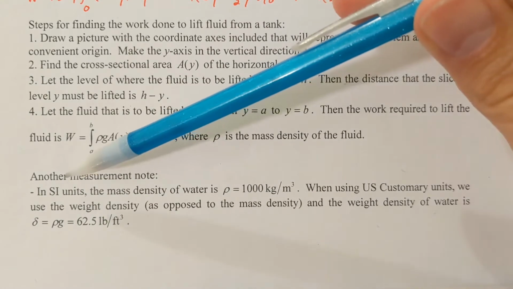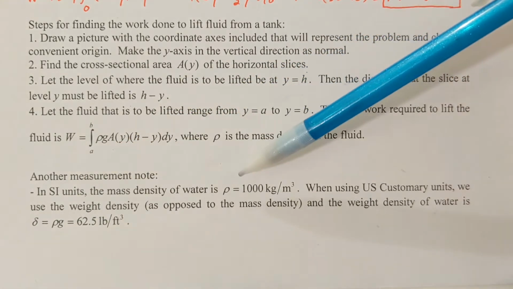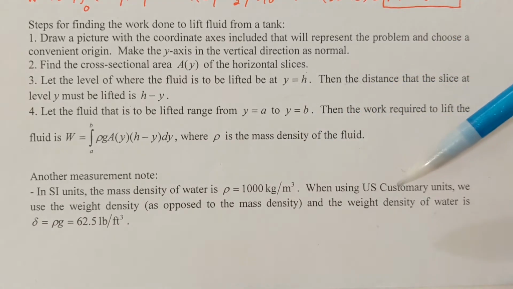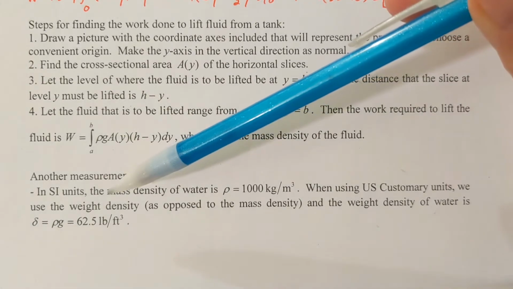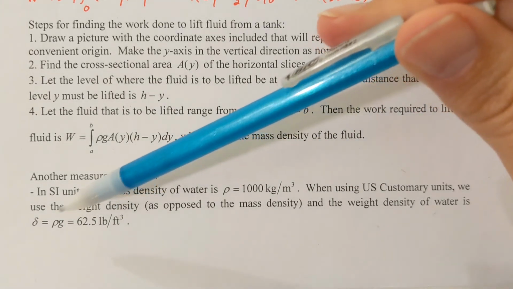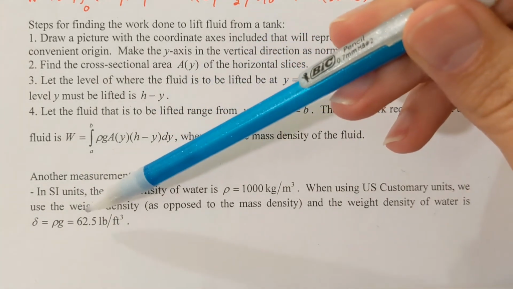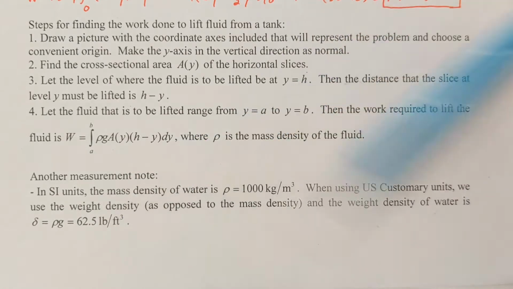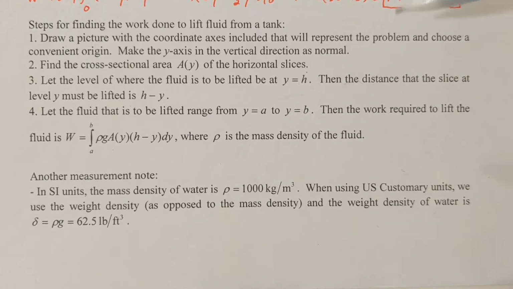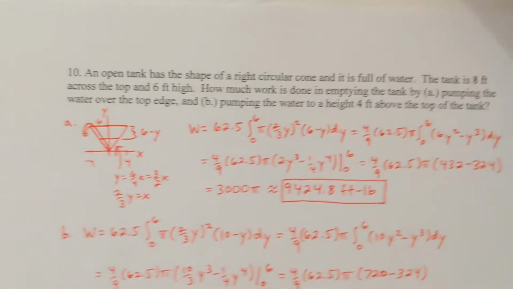Here's another measurement note. In the SI metric system, the mass density of water is rho equals 1,000 kilograms per cubic meter. And in the U.S. customary system, we use the weight density as opposed to the mass density. The weight density of water is represented by delta, which is 62.5 pounds per cubic foot. So just like all these other problems, we'd want to know early on which system we're in, the SI metric system or the U.S. customary system. We'll know that early on by the unit measurements that are given.